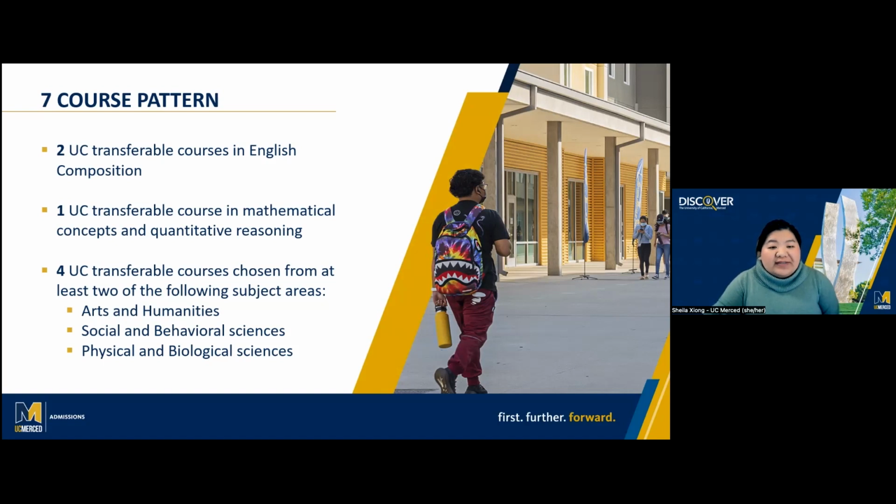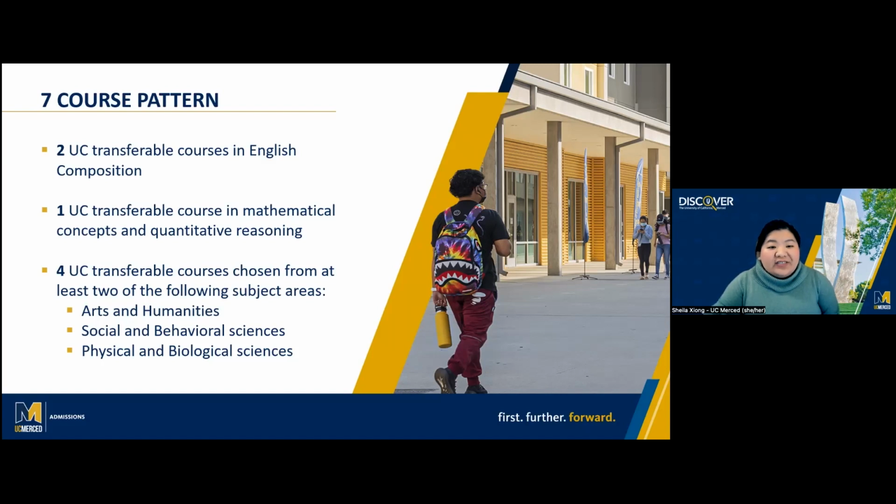Important things to know about the 7-course pattern is that each course that you complete for the 7-course pattern must be at least 3 semester or 4 quarter units. You will also need to earn a grade of C or better in each course, or a pass grade if pass is equivalent to a C grade. In addition, AP exams of 3, 4, or 5 may be used in the appropriate subject area to satisfy the 7-course pattern.